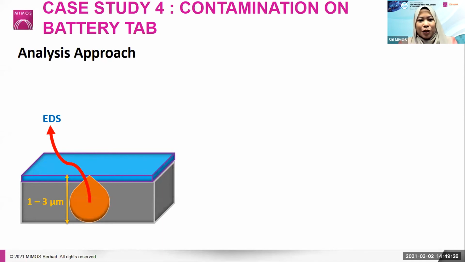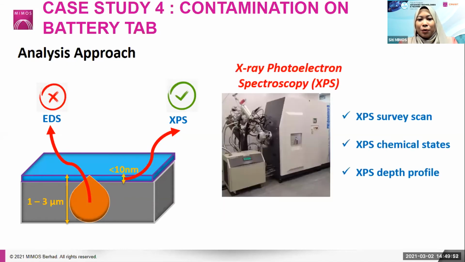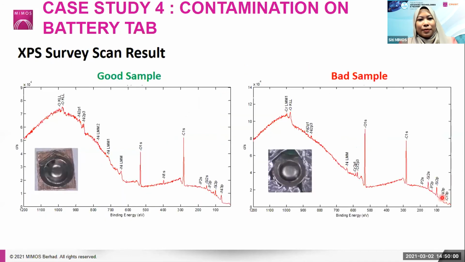So what about option number 2? We may consider XPS. Well, for XPS, the signal information is about 10 nanometer from the top surface. So if you're comparing these two techniques, for sure, XPS is the best technique because it can provide better surface information than EDS analysis. For XPS analysis, you can perform XPS survey scan, XPS chemical state analysis, and also XPS step profile.